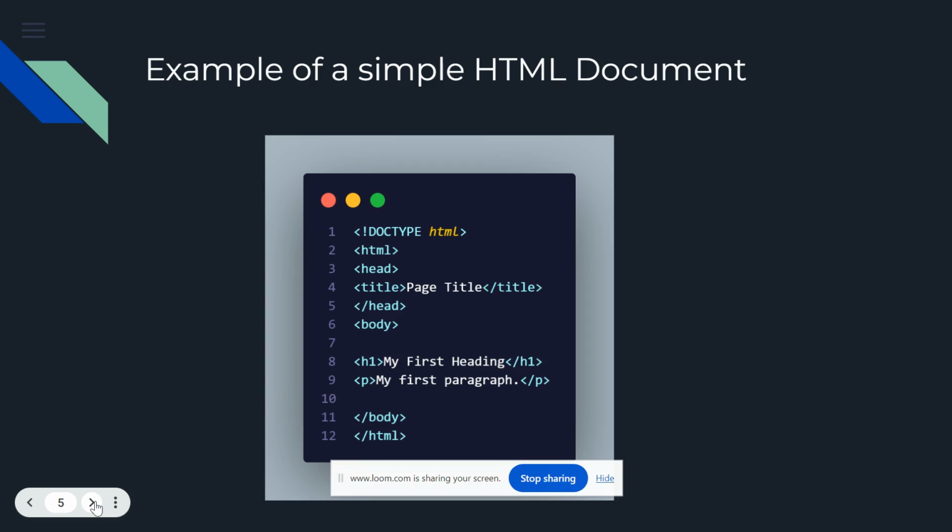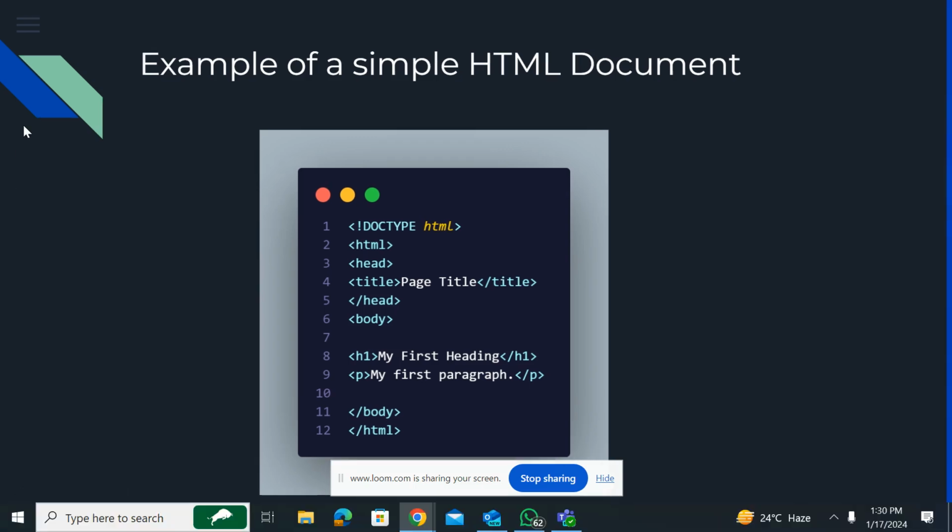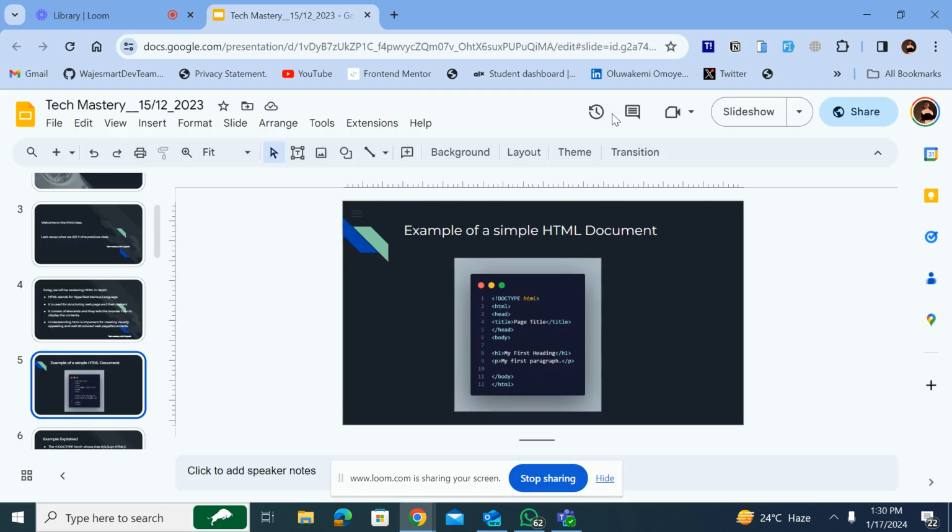So today I'm going to be showing you a sample of an HTML document. This thing you're seeing on the screen is a sample of an HTML document. You see it starts with a doctype HTML, which represents the document type. Then there's an HTML tag, the head, and then the body. So I will be going into the details right now. This is just to show you an example of how it is done.